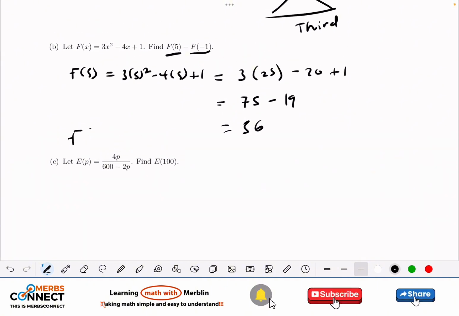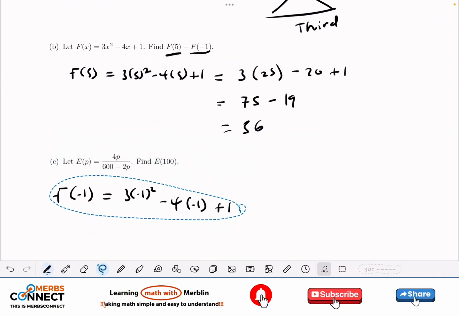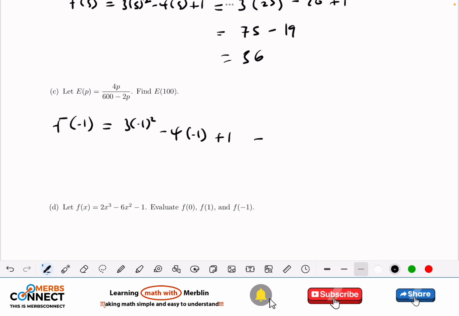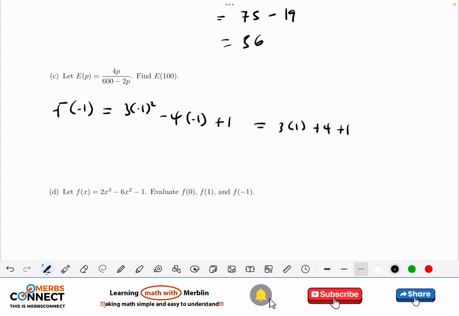Then I need f of minus 1. What is f of minus 1? 3 times minus 1 squared minus 4 times minus 1 plus 1, right? So let me bring it down so that you're able to see what I'm doing. Then this is equal to 3 times 1, because minus 1 squared is 1, plus 4 plus 1. And this is going to be 3 plus 5, which is equal to 8.